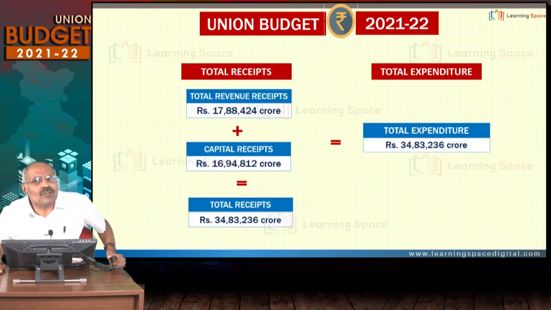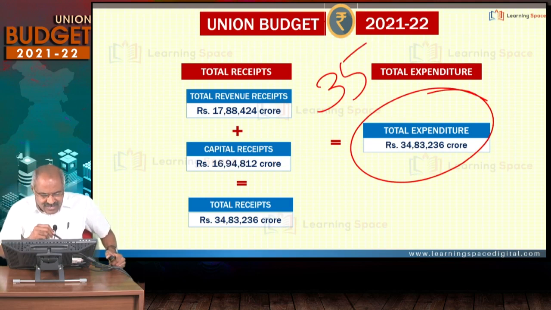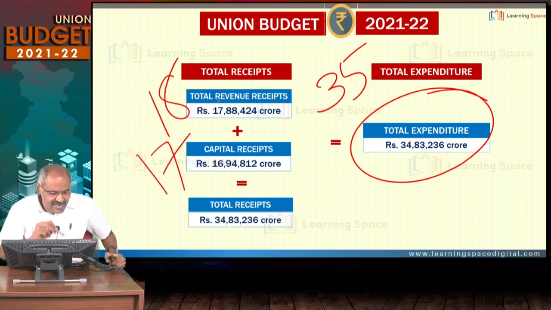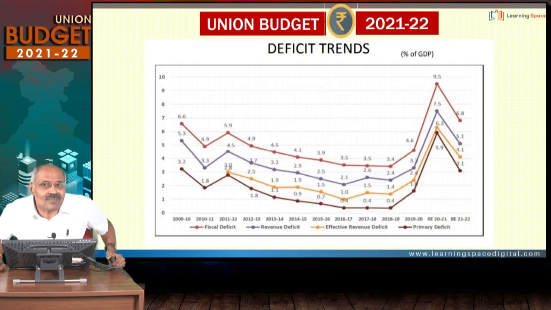So friends, I have already told you, here you see total expenditure is 35 lakh crores of rupees. Out of 35 lakh crores of rupees, total revenue receipts, here you see that is 18 lakh crores of rupees, and capital receipts, that is 17 lakh crores of rupees. Out of this 17 lakh crores of rupees, 15 lakh crores of rupees is by borrowings and other liabilities. So in a nutshell, the total government expenditure is going to be 35 lakh crores of rupees. Out of 35 lakh crores of rupees, 15 lakh crores of rupees are going to be borrowings. Please do not forget, right?